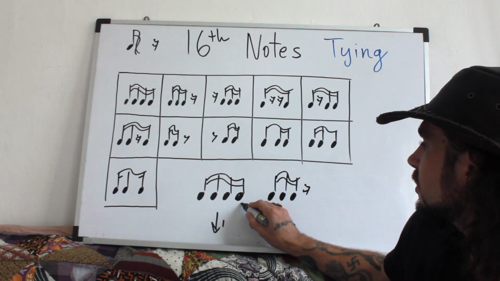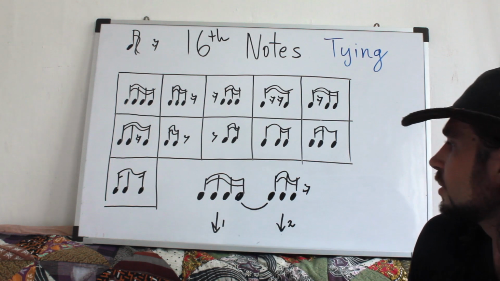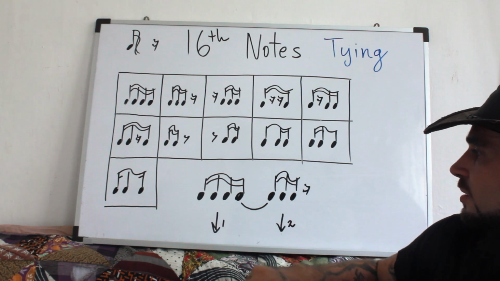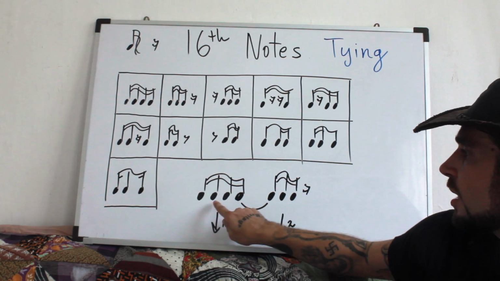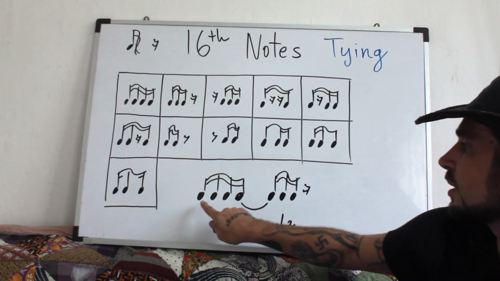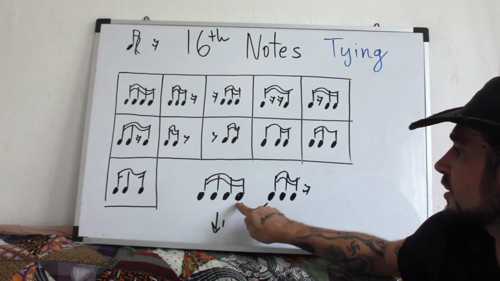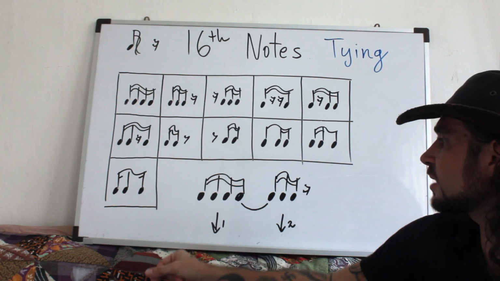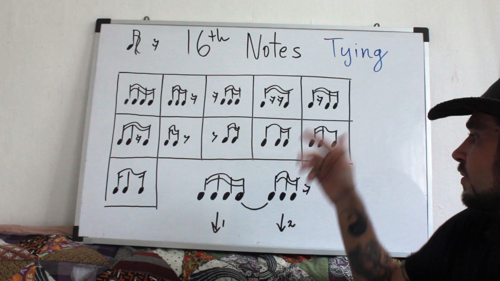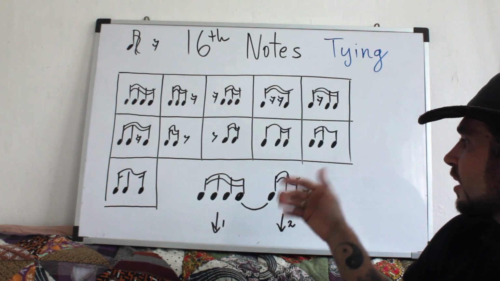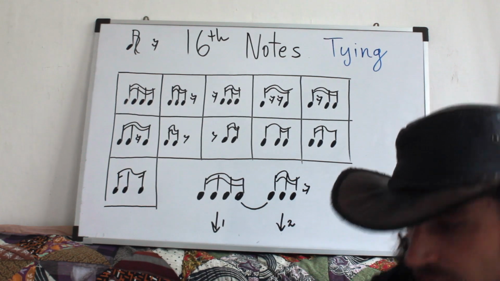So we would just do this. So now these two are 1. So this would sound like this. Ta ta ta ta ta ta rest. So ta ta ta ta ta ta rest. Ta ta ta ta ta ta rest. Okay, let's try another one.